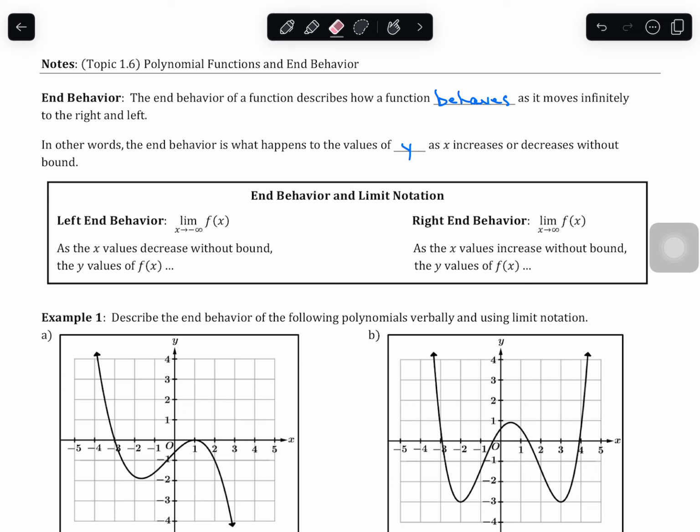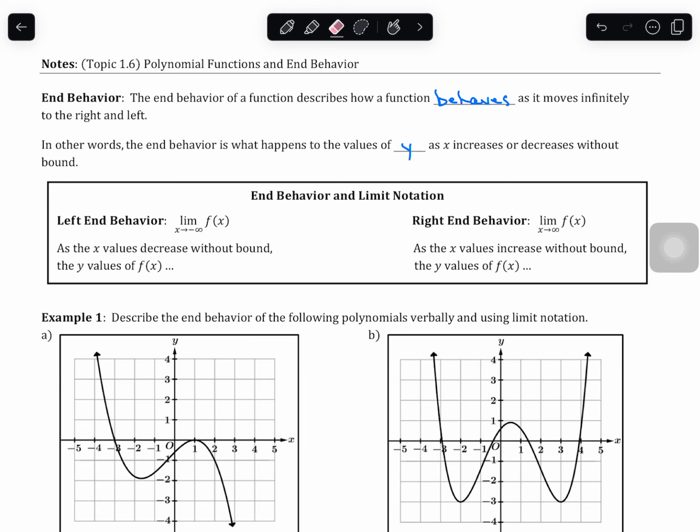limit notation. So as you can see, end behavior is the behavior at the end of a function; it describes how it's going to behave as it moves infinitely to the right and to the left. In other words, end behavior is what happens to the y values as x increases or as x decreases, and we say without bound. So instead of saying as x continues to the left or continues to decrease, we say as x decreases without bound, meaning there's no limit on it.